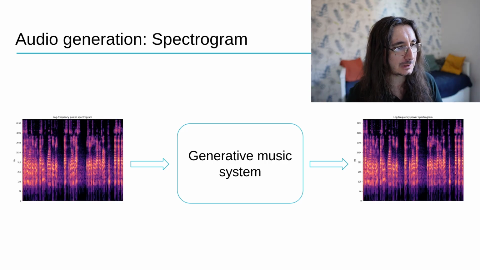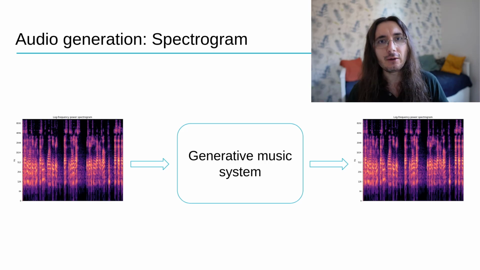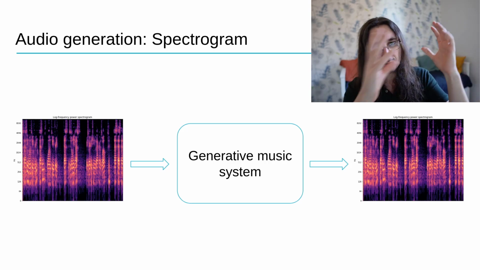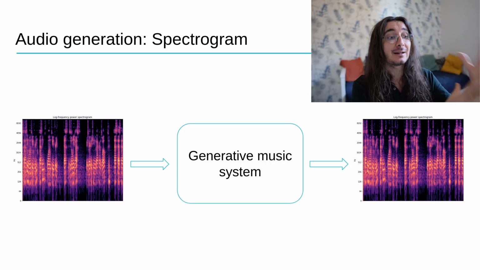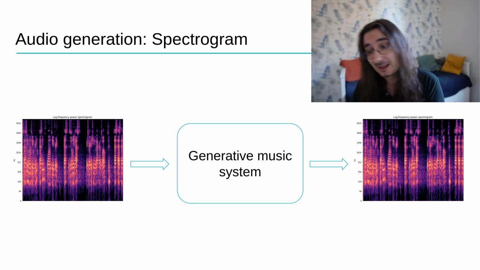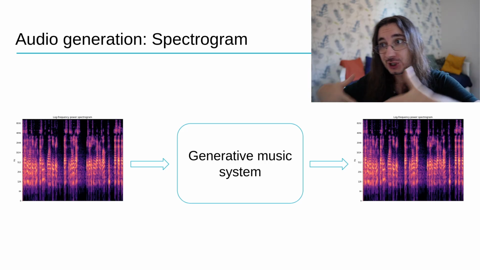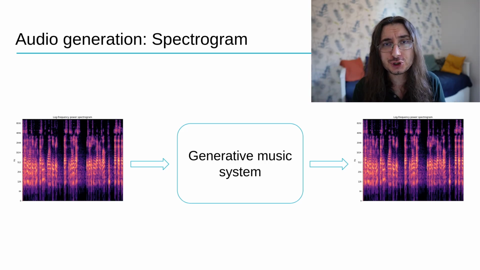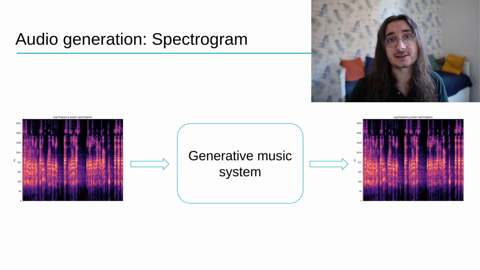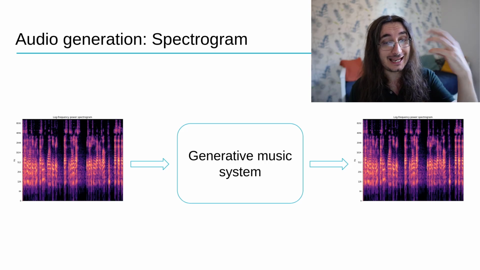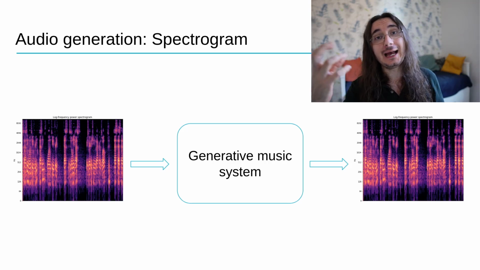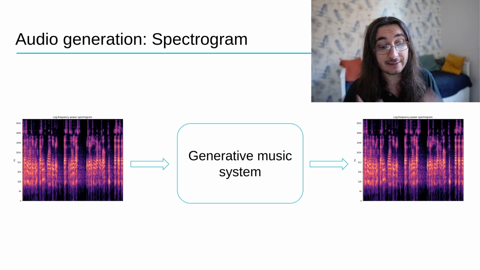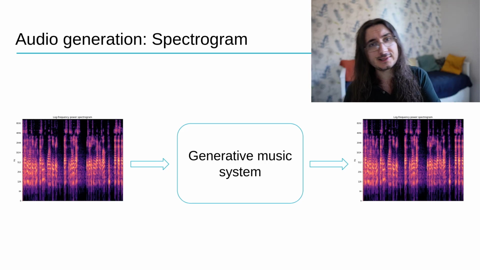Another approach is to use transformations of a waveform. So for example, you can start with a waveform, you transform that waveform into a spectrogram, you feed that spectrogram into a generative music system, and you get out as a generative output another spectrogram. And at this point, you could use an inverse Fourier transform for moving from a spectrogram onto a waveform. There are also more complex architectures for generating music leveraging audio, like for example using embeddings.